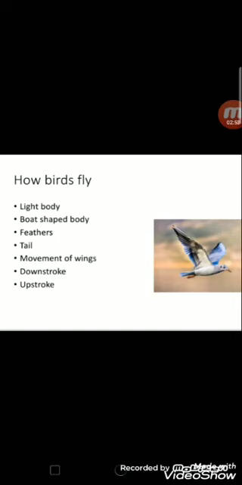Movement of wings, in this we have 2 points, downstroke and upstroke. Birds flutter their wings when they want to fly, and they flutter their wings in 2 directions. First is downstroke, second upstroke. You would have seen, children, when the wings move downwards and backwards, that is known as downstroke, and when the wing moves upwards and forward, that is known as upstroke. So this is the movement of wings.